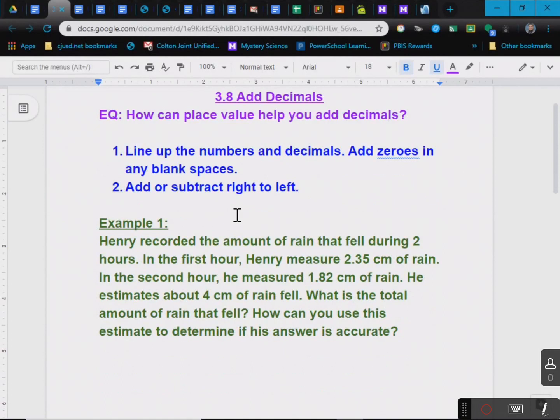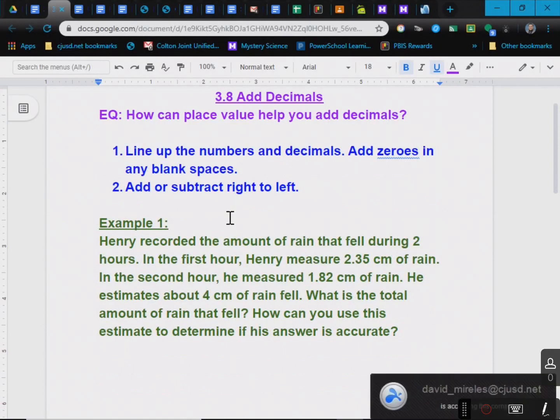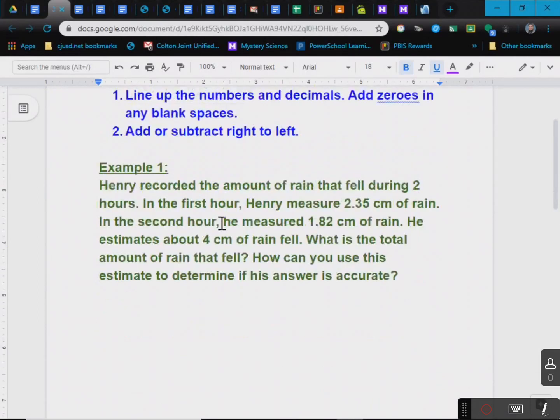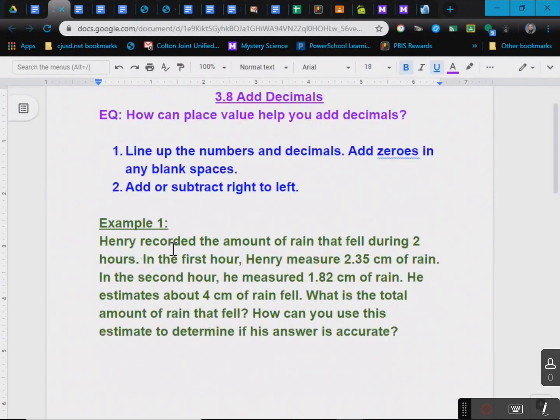So the steps that you need to take is you need to line up the numbers and decimals. That's the most important step, because if you don't line it up, you're going to get your answer wrong. You're going to want to add any zeros and any blank spaces, and then add or subtract right to left. So this is mostly review, because we did a lot of this in, I think, 3.5.